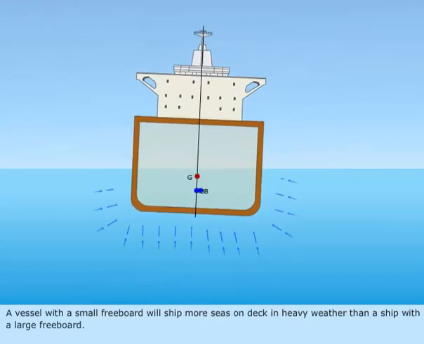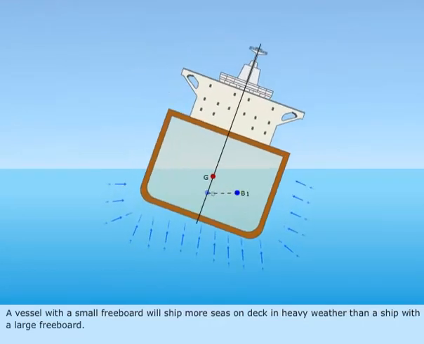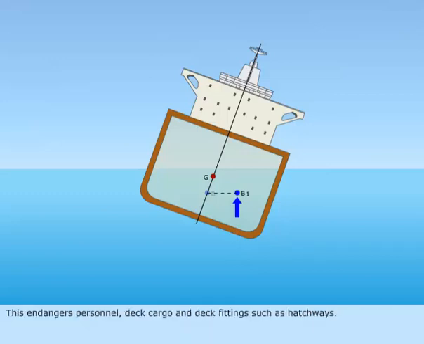A vessel with a small freeboard will ship more seas on deck in heavy weather than a ship with a large freeboard. This endangers personnel, deck cargo, and deck fittings, such as hatchways.